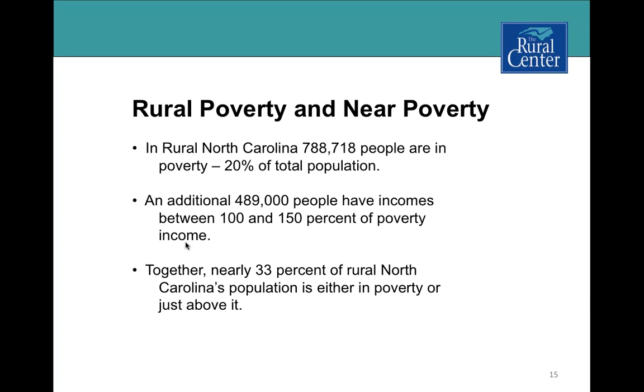They may be working, but they're unable to save assets. They're unable to save for a down payment on a home. They're unable to save to pay for medical deductions or insurance, or they're unable to save for a child's college savings account. So this is a special part of the population we need to pay attention to, as well as those who are in poverty. Taken together, nearly 33% of rural North Carolina's population is either in poverty or just above it.